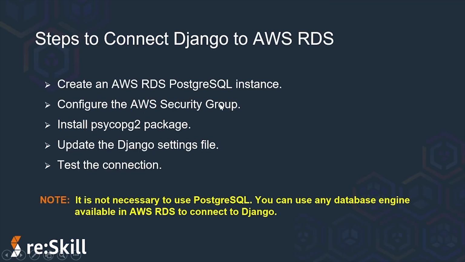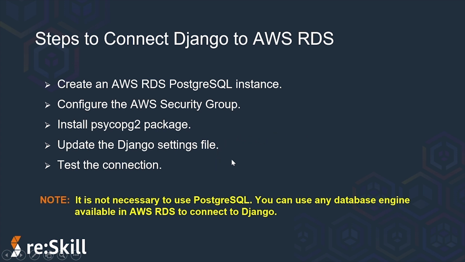So to connect Django to an AWS RDS, the first step is to create an AWS RDS PostgreSQL instance. This can be done through the AWS command line interface or using the management console. Once the instance is created, you will need to configure the AWS security groups to allow inbound traffic from your Django application. You will also need to install the psycopg2 package or the psycopg2-binary library in your Django project. These packages provide the necessary PostgreSQL drivers for Django to connect to the database.